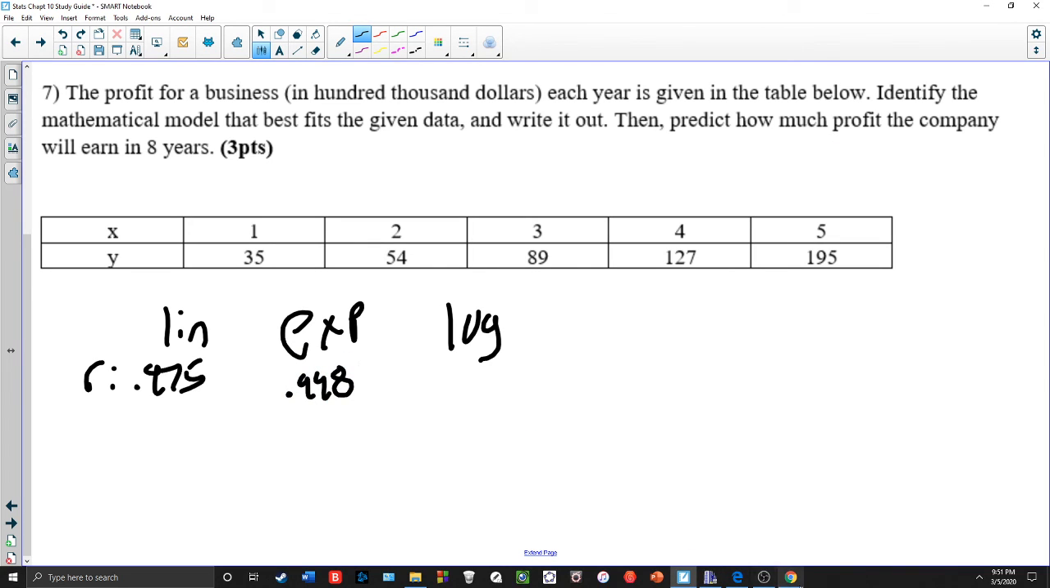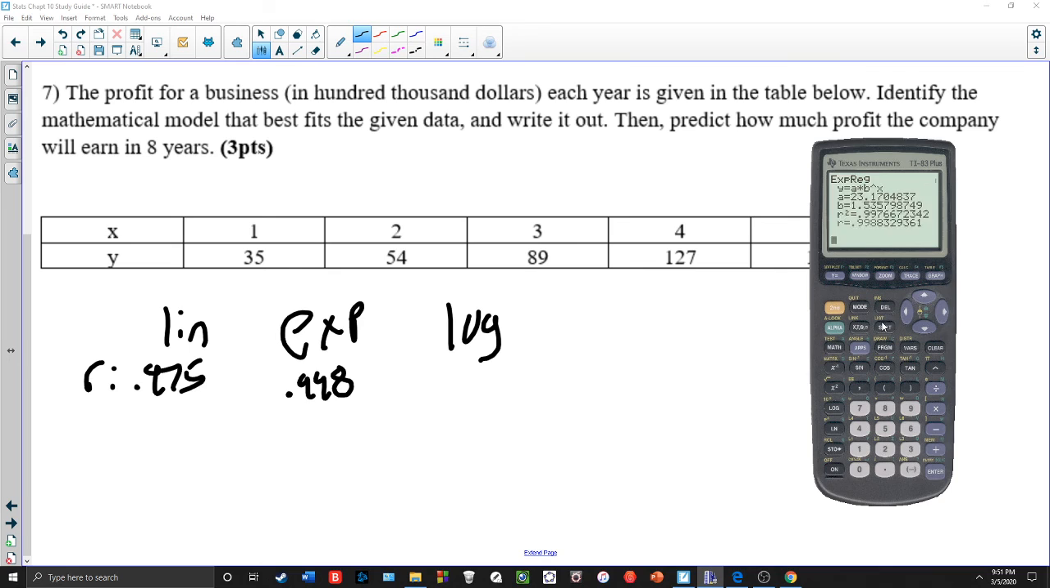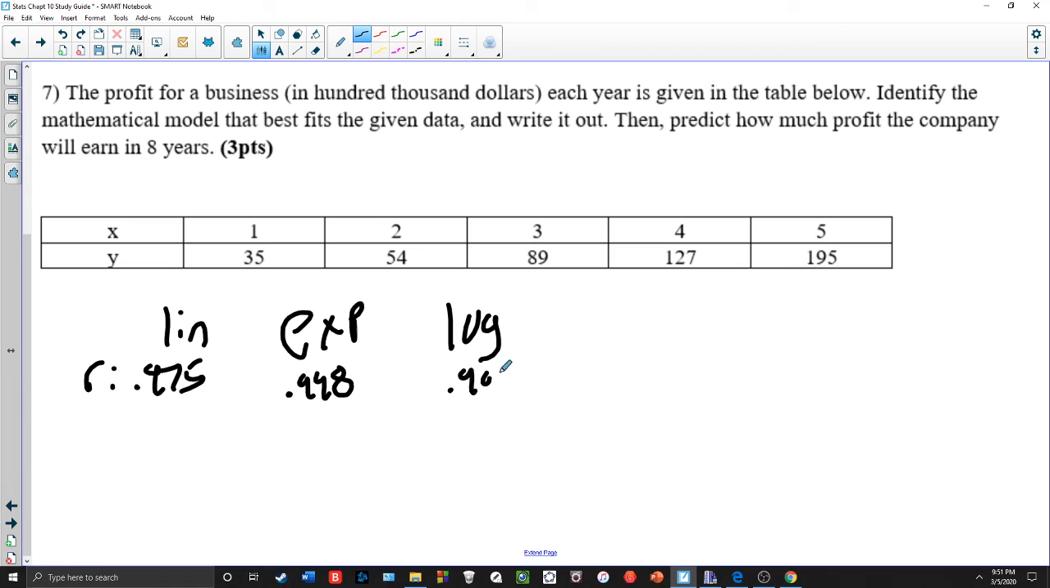Let's see if the logarithmic calculation does anything different. So stat, calculate, and we're going to go over to where it says LNREG, which stands for natural log regression. We hit that, and we get an R of 0.904. So of all these models, they all work pretty well because they're all in the 90s, but exponential is the one that works the best. So we're going to go with that as my predictor.